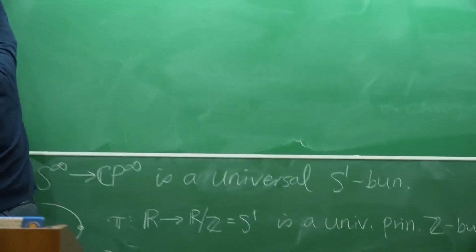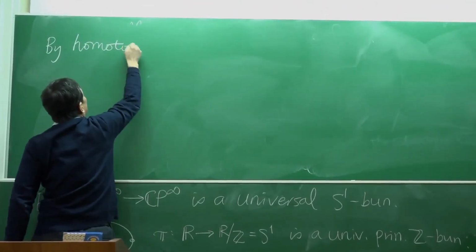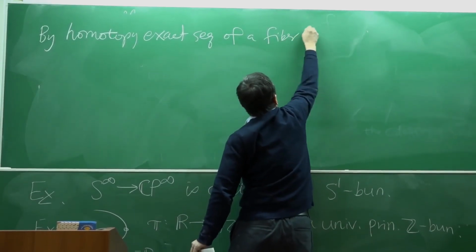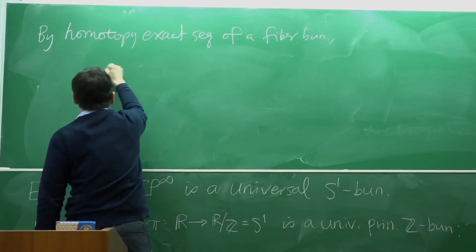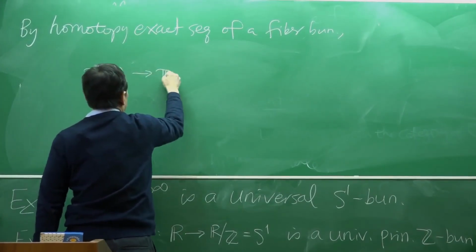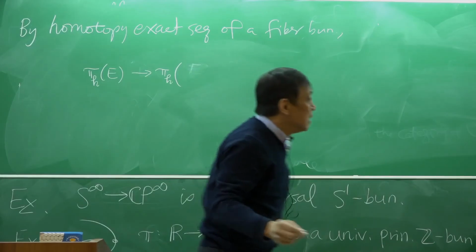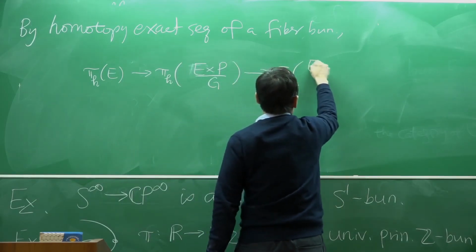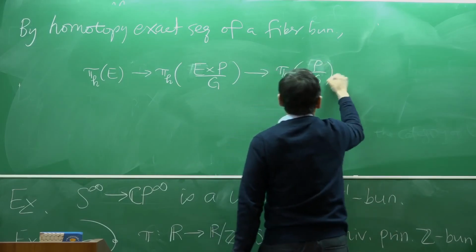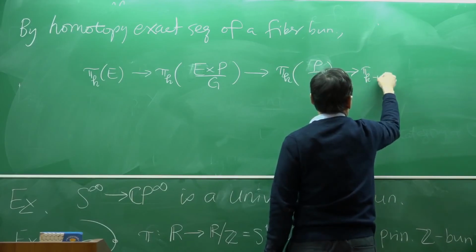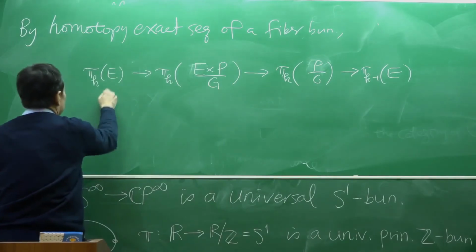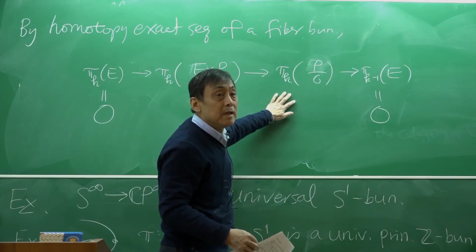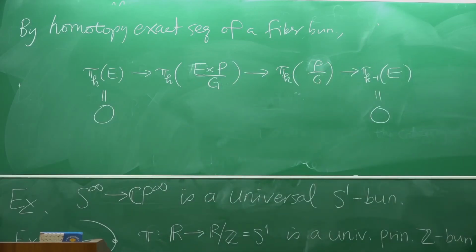Okay, so by the homotopy exact sequence of a fiber bundle, you have pi k of the fiber into pi k of E cross P over G into pi k of P over G into pi k minus 1 of E. Okay? And because E is contractible, this is 0 and this is 0. And that says that this is an isomorphism for all k. And so therefore these two spaces are weakly contractible.